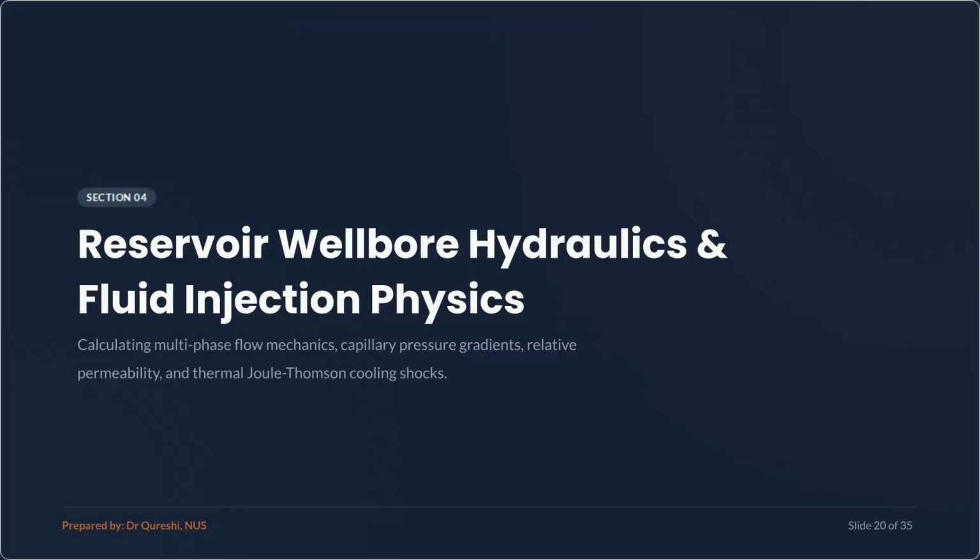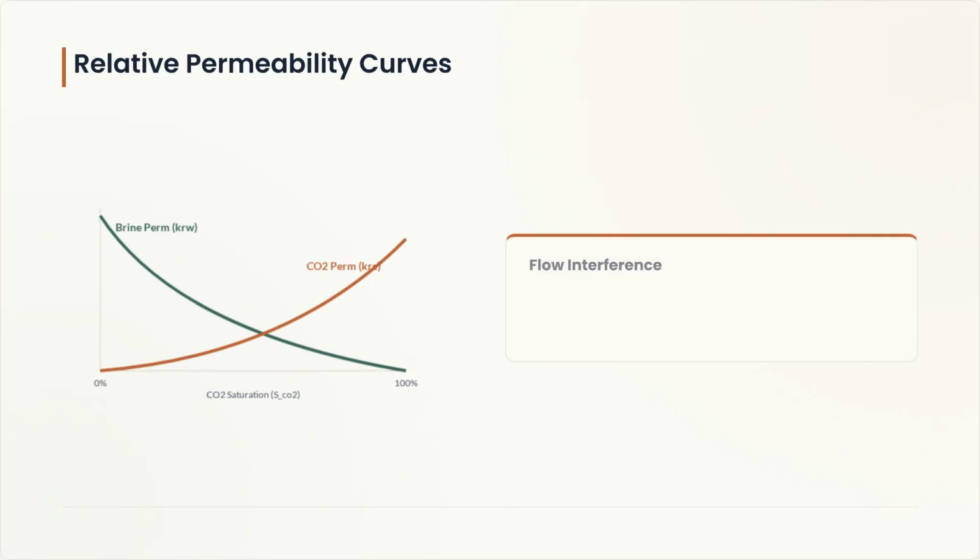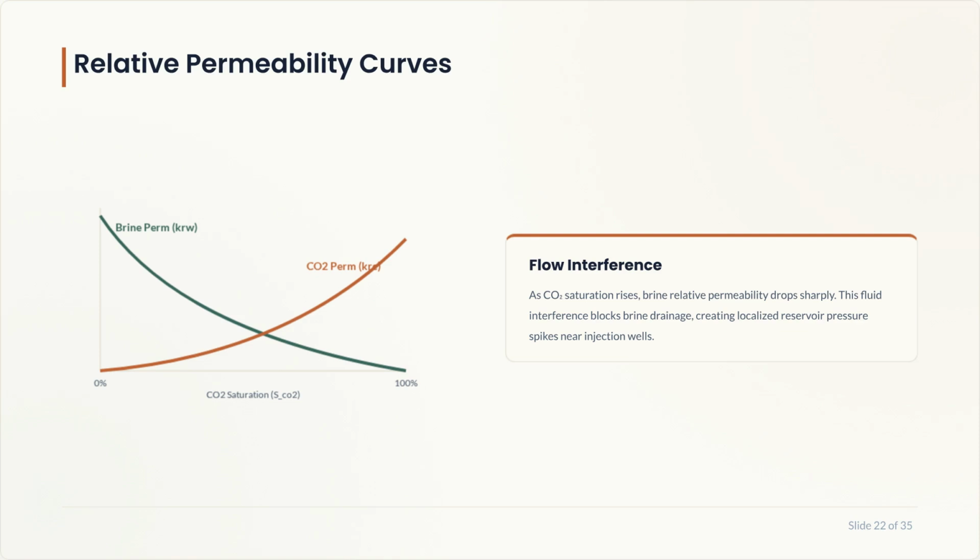Moving to Section 4, we examine reservoir wellbore hydraulics and fluid injection physics, focusing on multi-phase flow, pressure gradients, and thermal cooling effects. Modeling multi-phase fluid dynamics is essential. Here, we track how CO₂ and brine compete for pore paths, using Darcy flux calculations to account for absolute and relative permeability and fluid viscosity. Understanding relative permeability curves is key. As CO₂ saturation rises, brine flow is restricted, which can cause localized pressure spikes near the injection well that must be managed.